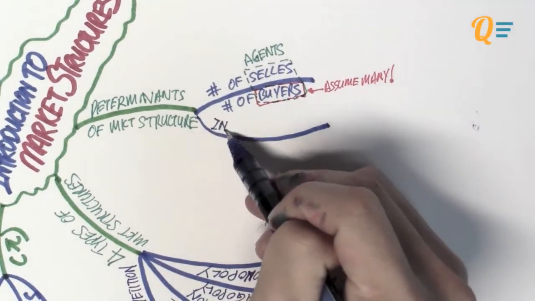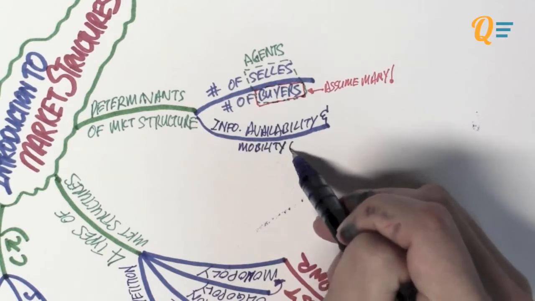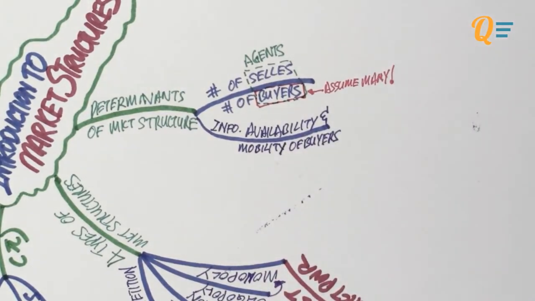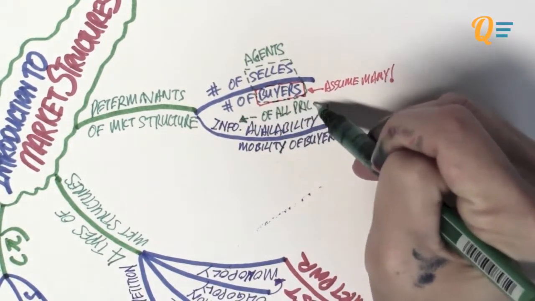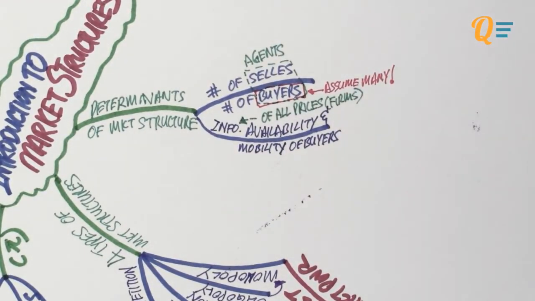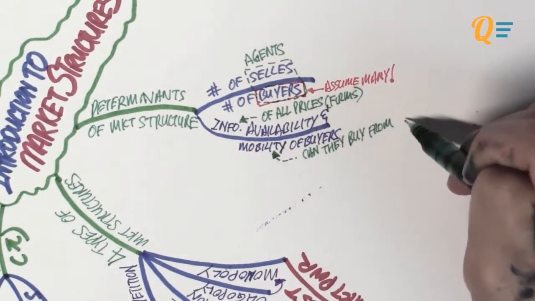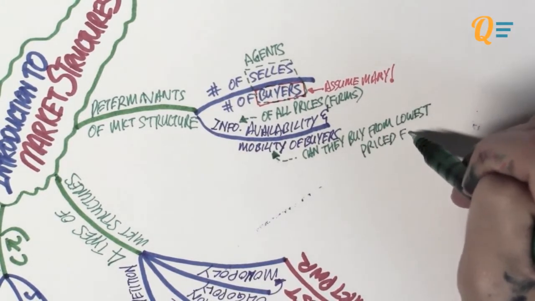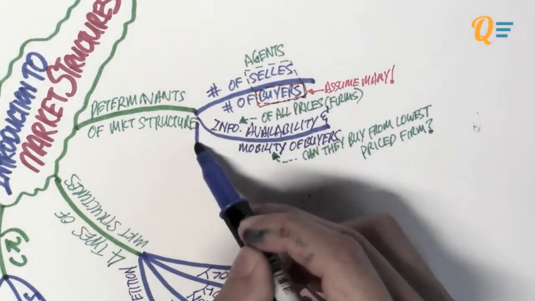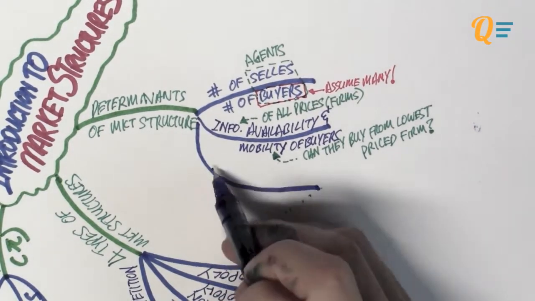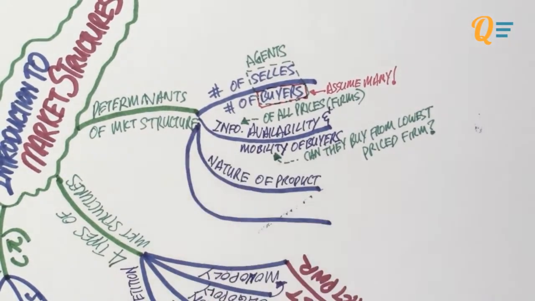The second determinant is the information availability as well as the mobility of the buyers. So what kind of information are we talking about? It is information of all the other prices. Okay, it's the prices of what the other firms are charging and also where to find the other firms. And mobility here refers to whether the buyers can buy from other firms that are charging at a lower price. Okay, so that's what we mean by mobility. The third determinant is the nature of the product. There will be more on that in a little while.